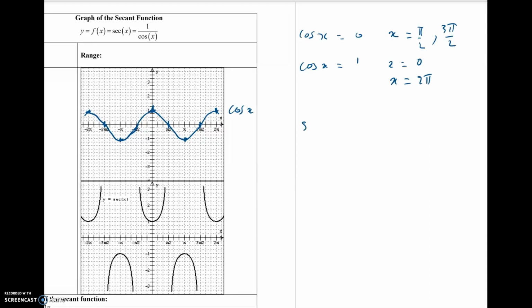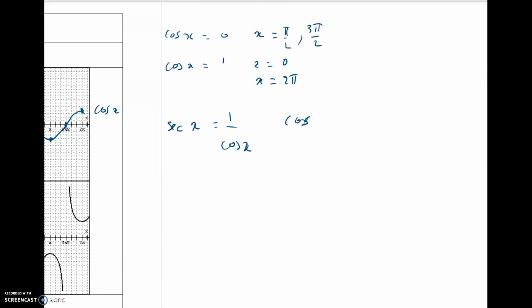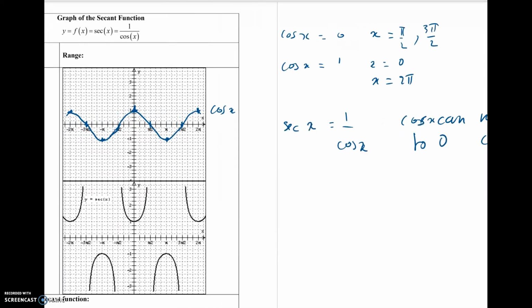Now, because I'm looking at sec of the angle x, which is 1 over cosine x, you realize that cosine x is in the denominator, which means cosine x cannot be equal to 0. So what does that mean? That means that at x equal pi over 2 and at x equal 3 pi over 2, if I want to graph the sec, I will have a vertical asymptote.